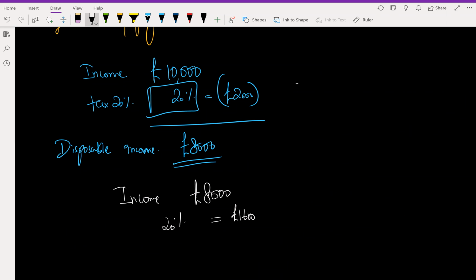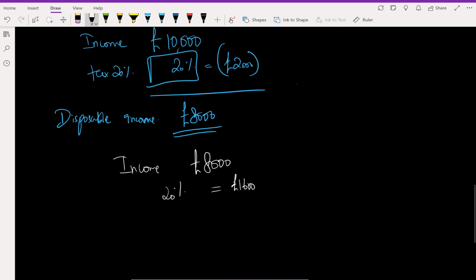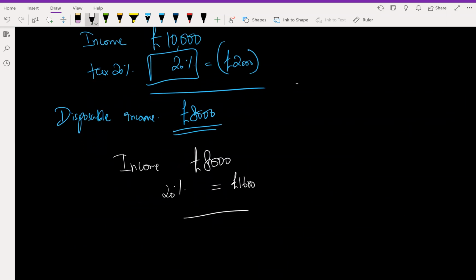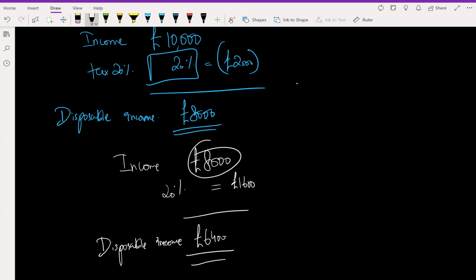Okay, as a result, how much are you left with? How much am I left with? 6,400 pounds. This is my disposable income. Did I pay the same amount of tax that you did? No. Why? Because my income is lower.